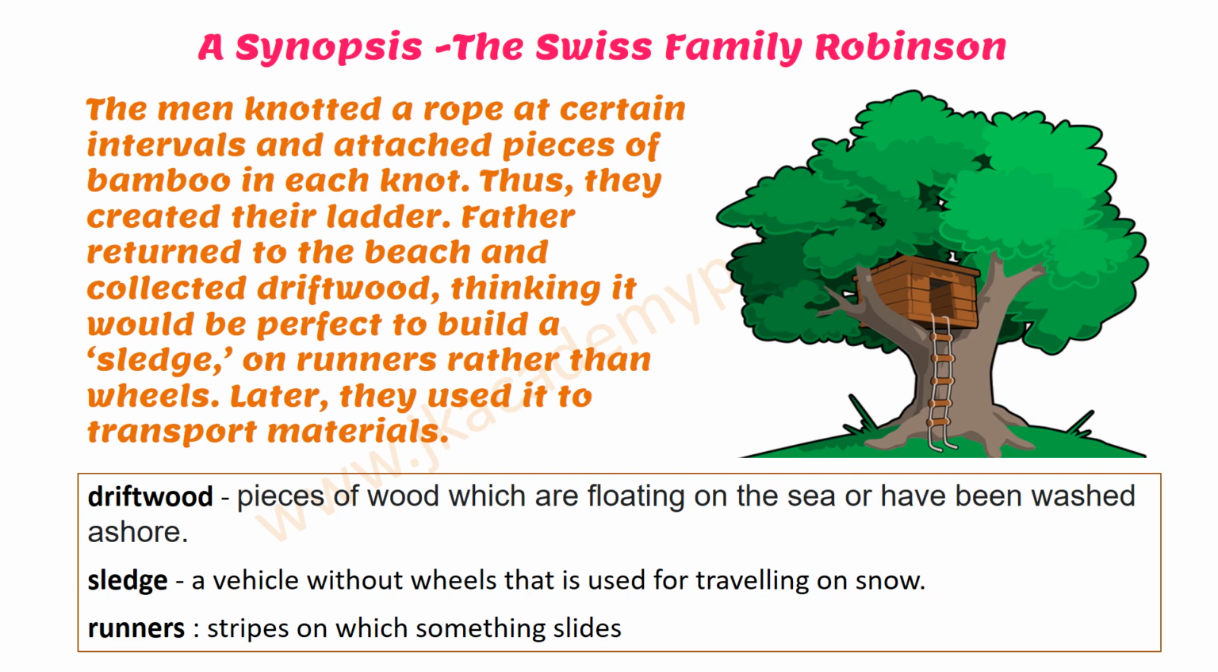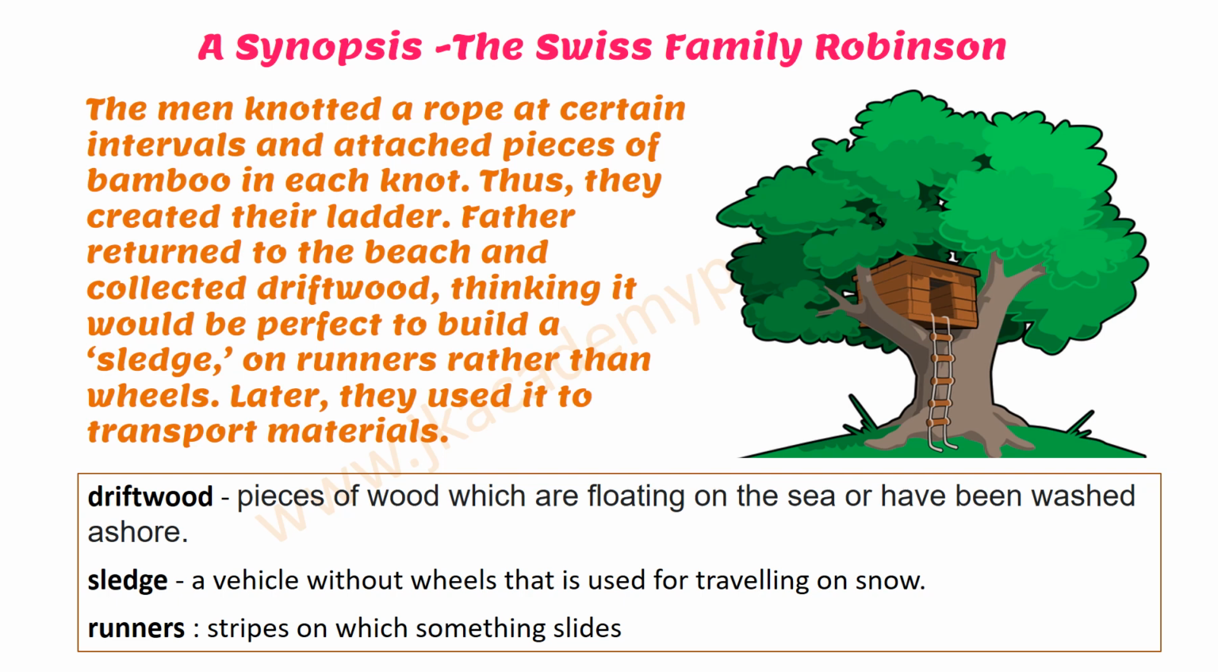Father returned to the beach and collected driftwood. Now what is driftwood? It is pieces of wood or branches or trunks of trees that float in the sea. Because it is very difficult, they did not have all the things to use. So he went and brought this driftwood from the beach. Whatever wood he could collect, he brought it, thinking it would be perfect to build a sledge. Now, what is a sledge? A sledge is a vehicle which is used to slide down a smooth surface, normally in a snow area.